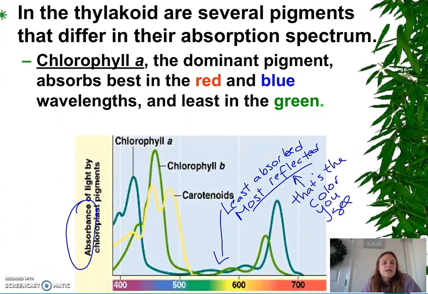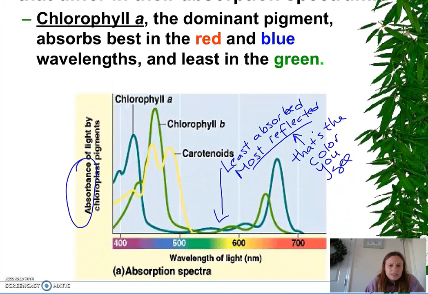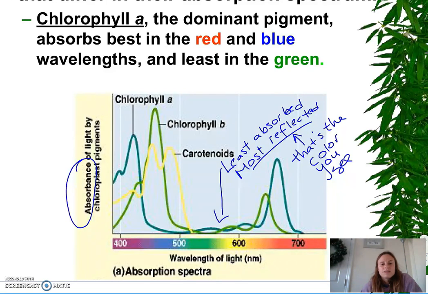So the dominant pigment that's going to be found in the thylakoid is called chlorophyll A. If we look at this chart, it's a chart showing us the absorbance of light by the three different pigments that play a crucial role in photosynthesis. So you've got chlorophyll A, chlorophyll B, and your carotenoids. We'll get more detail about these pigments in a little bit, but for now, let's just take a look at this chart.